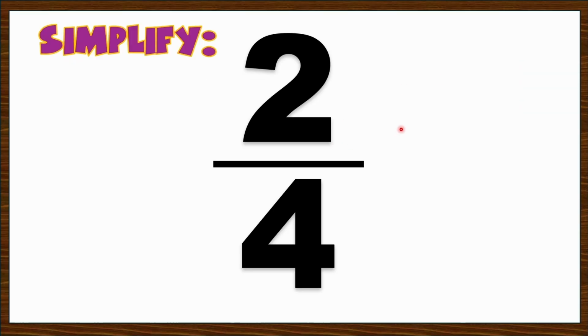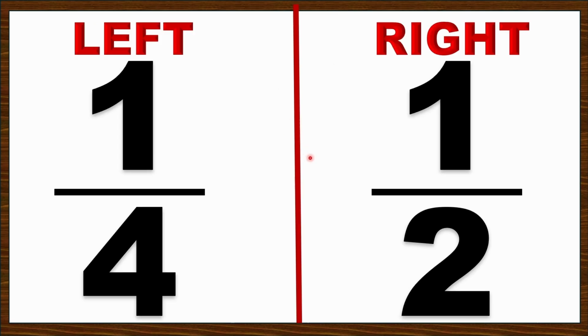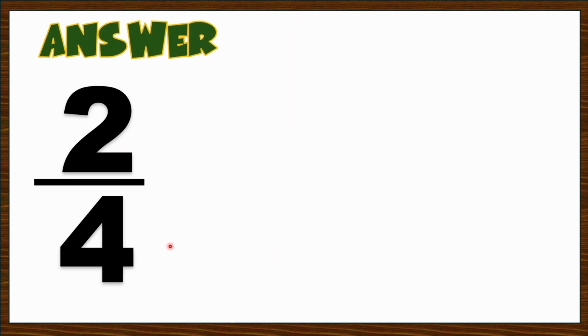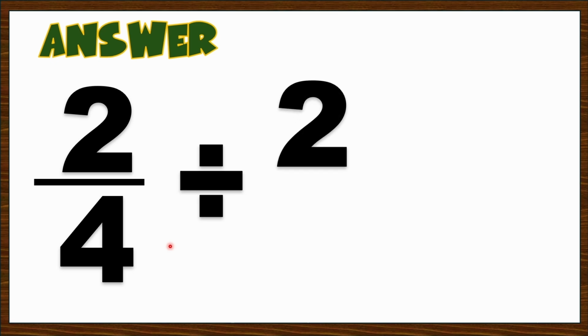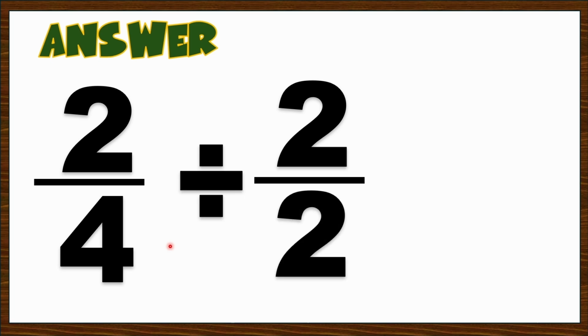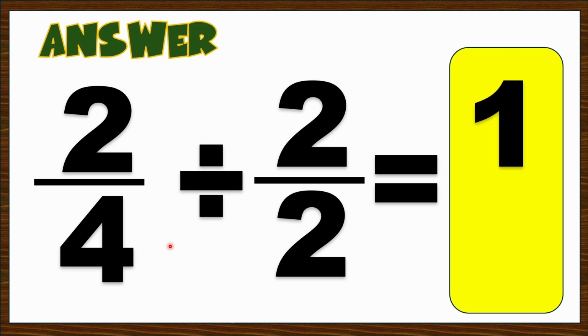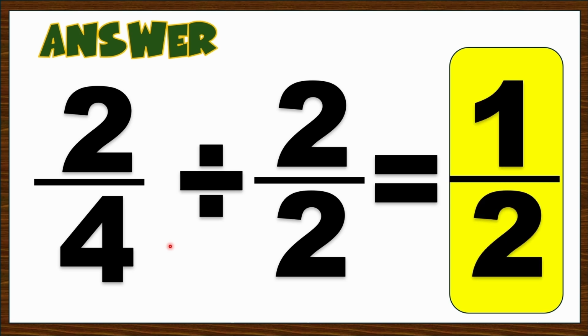So let's have example number 1. We simplify 2 over 4. What is the answer? Left or right? Left, 1/4, right, 1/2. Here's the solution. We simplify 2 over 4. To simplify, we divide both numerator and denominator by the greatest common factor, which is 2. 2 divided by 2 equals 1, and 4 divided by 2 equals 2. So the answer is 1/2.